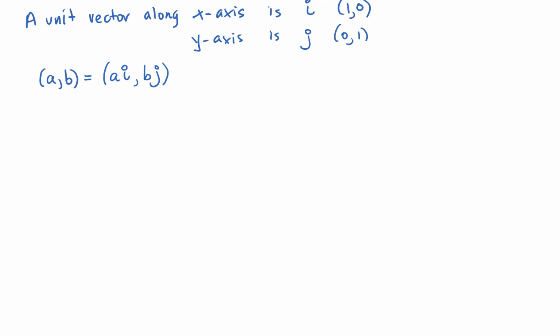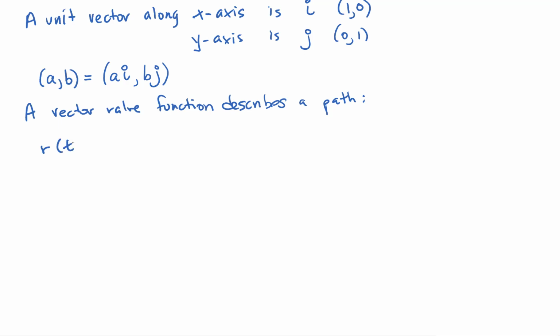Once we have this idea, it's not too far to push it to taking a and b and making them into functions rather than just a static vector. So the vector actually now can describe a path. And these are known as vector valued functions. And we can actually even combine this with parametrics.